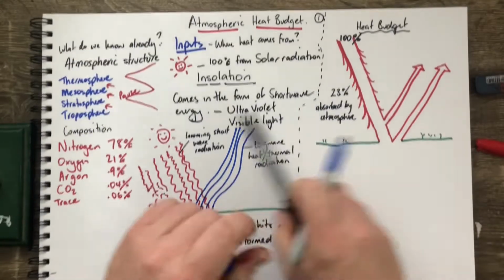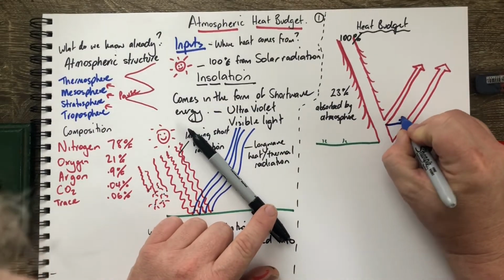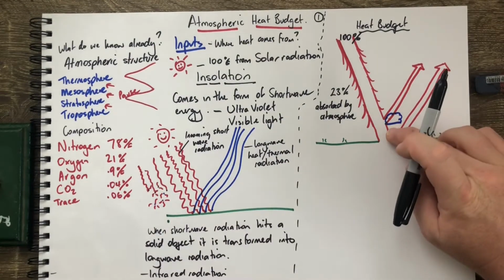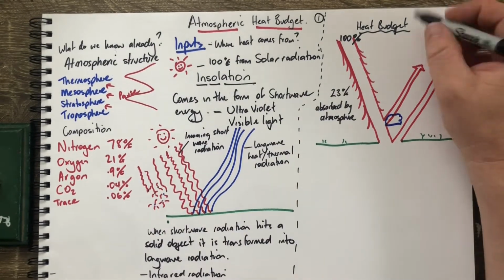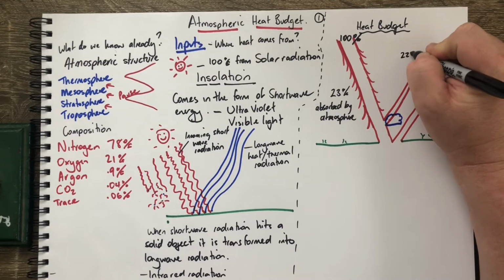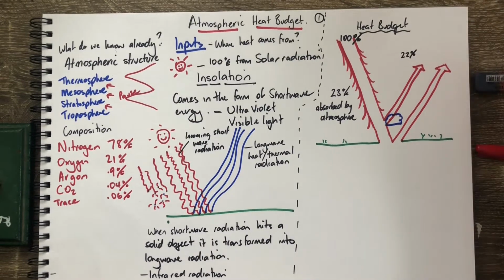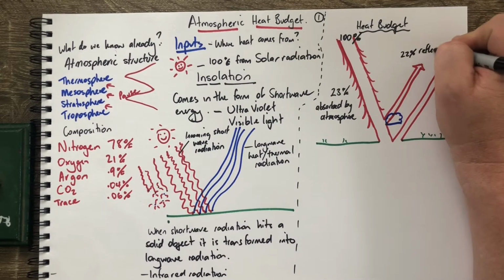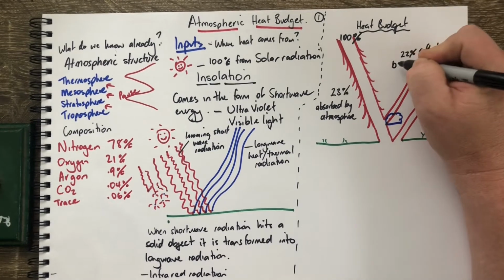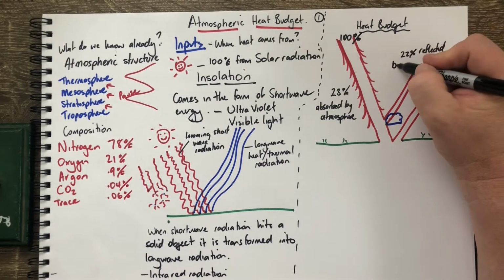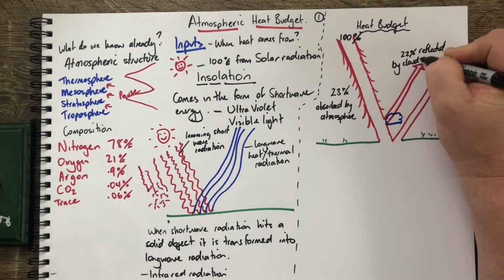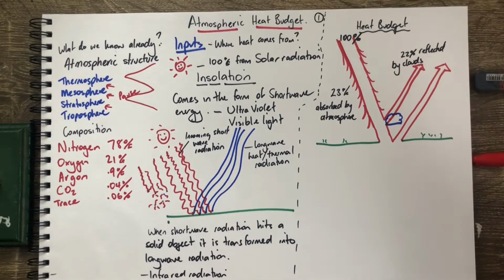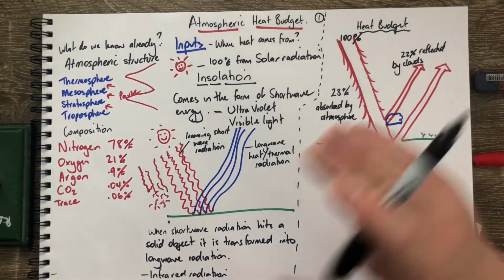Another part of this is, I'm going to draw a little cloud here, because this cloud's going to represent what's happening right here. And 22% is actually reflected by clouds. So actually some of the heat is reflected back into space before it even arrives on the surface.